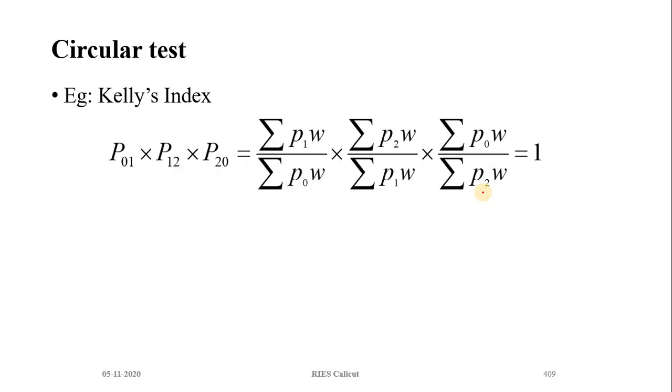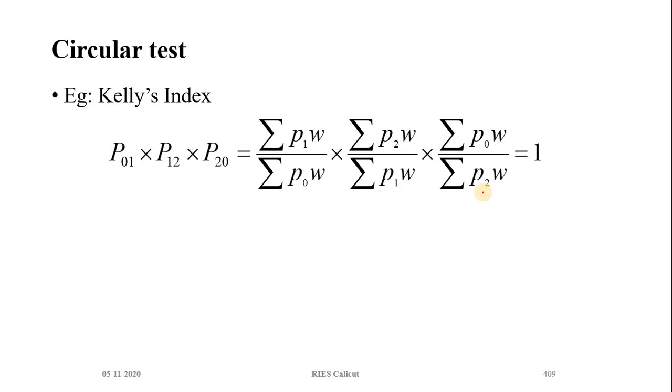Now, if you look at the Kelly index, we can check the Kelly index number: P01, P12, P20. What's the peculiarity of this Kelly's index number? Kelly assigns a weight in all periods, by taking a combination of different weights, and these weights are fixed for all.